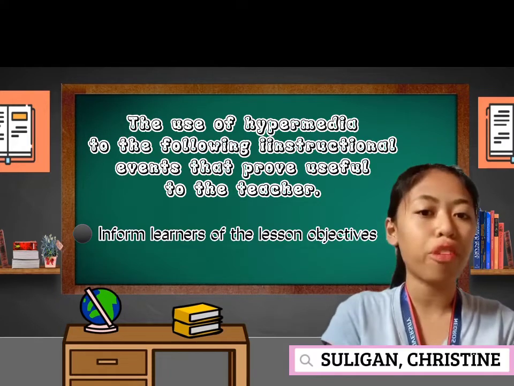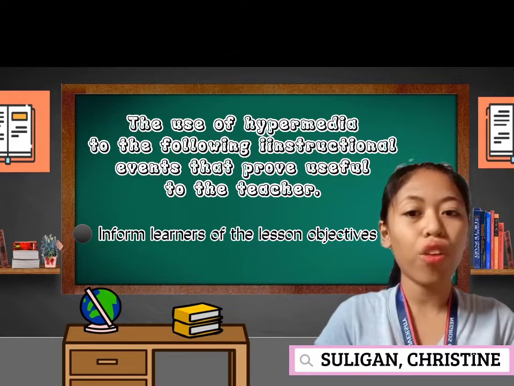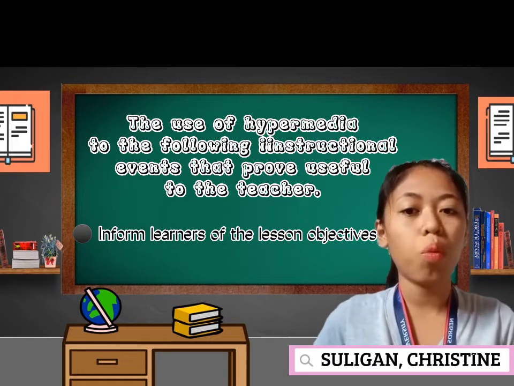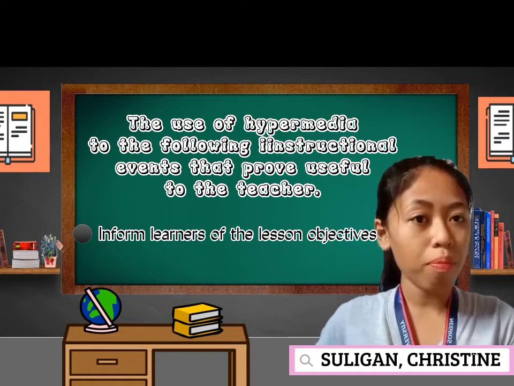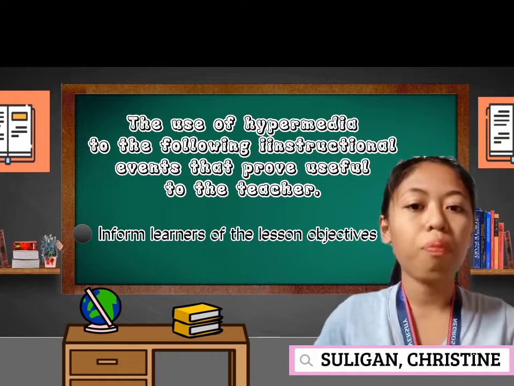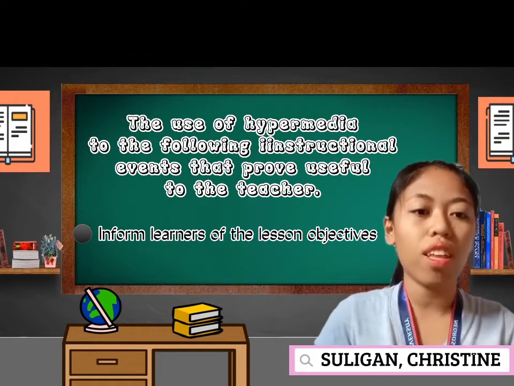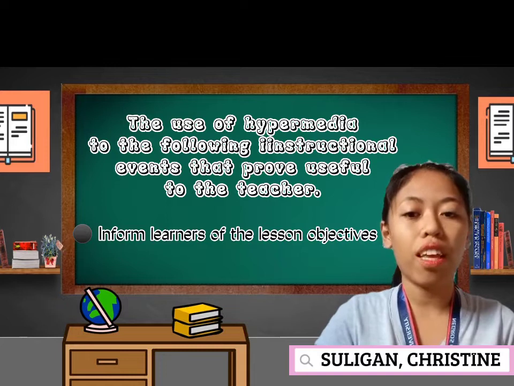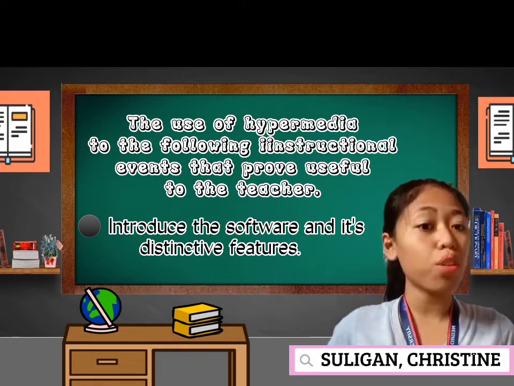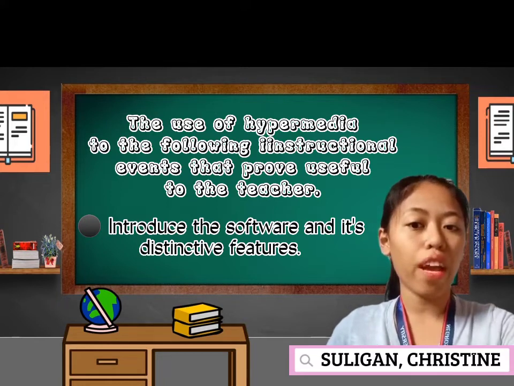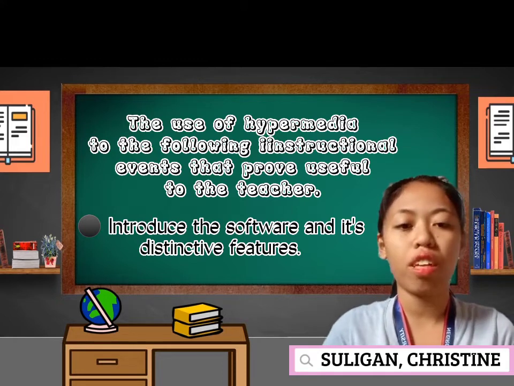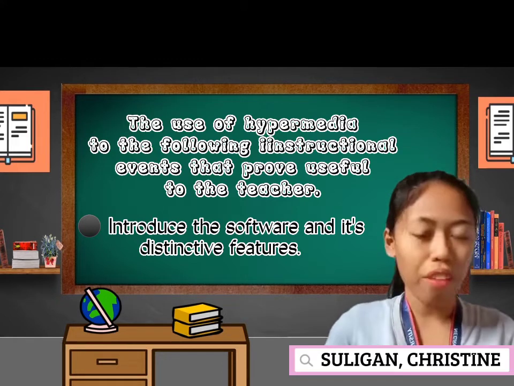Next is to inform them of your objectives in order for you to articulate your expectations so they would know precisely what is expected from them. Students will be more likely to accomplish the provided goals if the learning objectives are properly explained to them. The fourth one is to introduce the software and its distinctive features. This can also assist you as a teacher in presenting information more effectively.